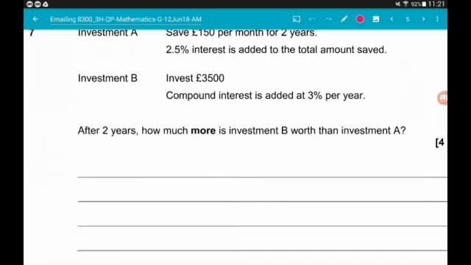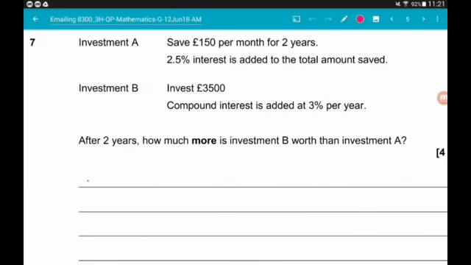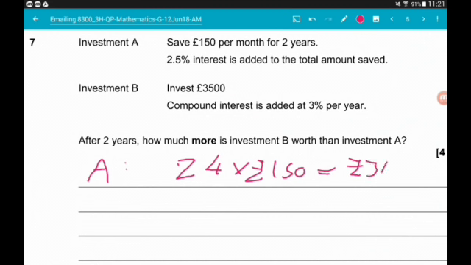So let's do A first. So the total amount saved is £150 every month for 2 years. So in 1 year there is 12 months. In 2 years, there are 24 months. So, first thing we're going to do is 24 times £150. And that's going to give us 3,600.